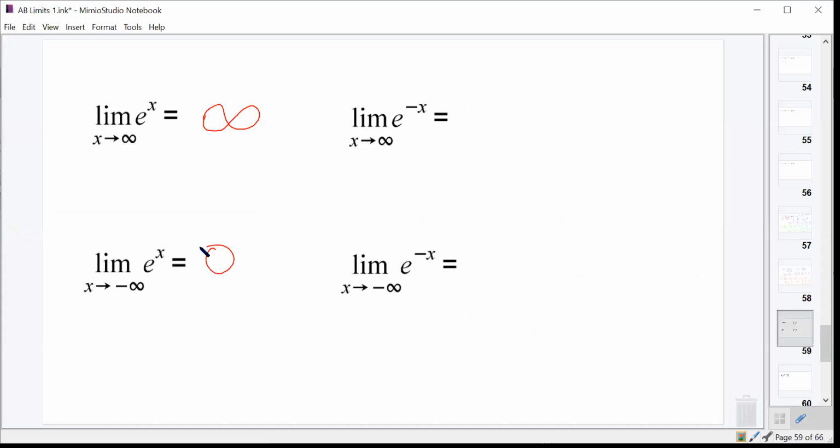And we should be able to algebraically manipulate this and say this is e to the negative infinity, or 1 over e to the positive infinity, right? And 1 over e to the positive infinity, that's 1 divided by a very, very, very big number, which should be 0. Good or no?